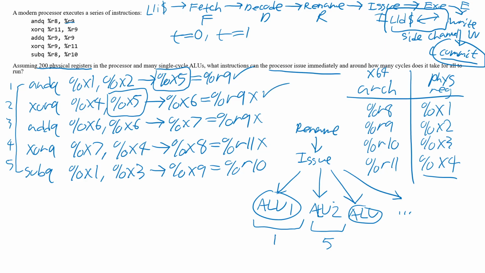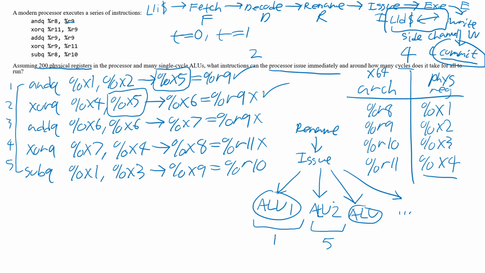So how we can phrase this is about 2 instructions can be immediately issued. They can immediately run at once, that's 1 and 5. And how many cycles does it take for all of them to run? Well, of course, since 2 can run at the first, the rest depend on each other. It will take 4 cycles for the rest to run.